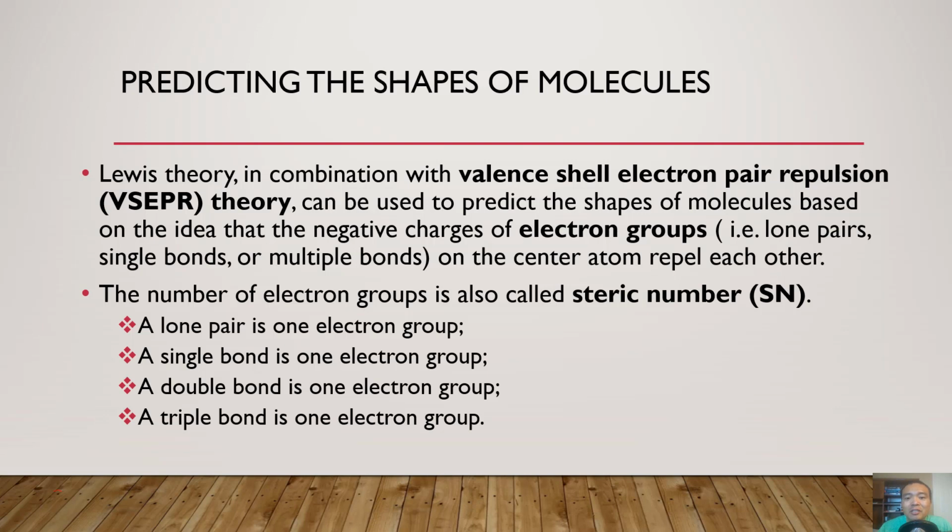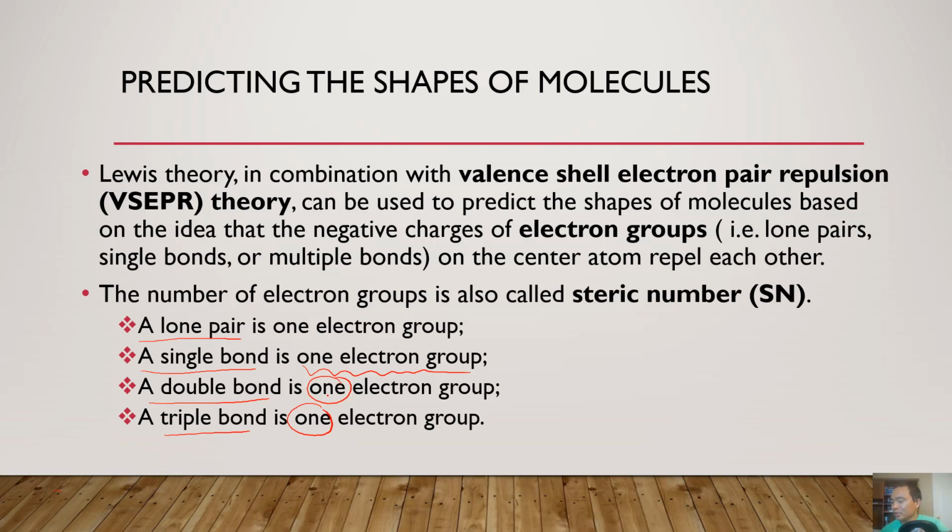This theory is based on the idea that negative charges of electron groups will repel each other. An electron group is either a lone pair or a chemical bond: a single bond, double bond, or triple bond. To remember, no matter if it's a single bond, a double bond, or a triple bond, they are all considered as one electron group. A triple bond is not 3 electron groups. It's one group of electrons.